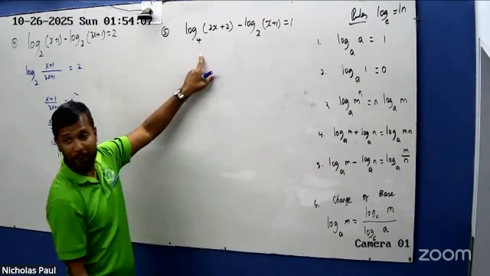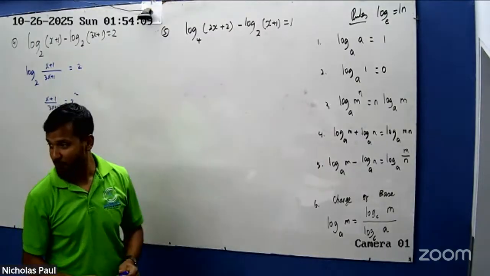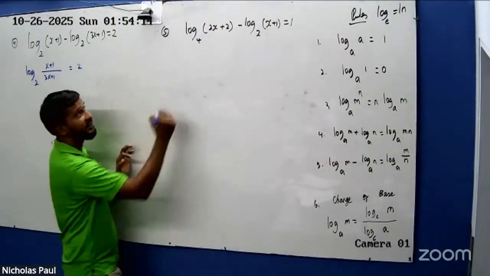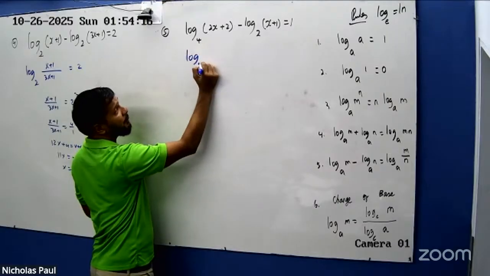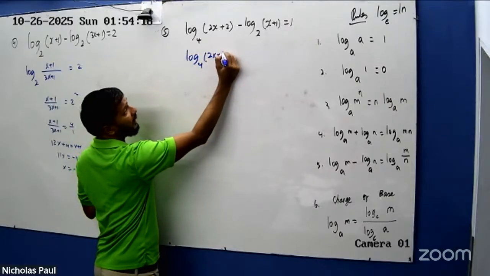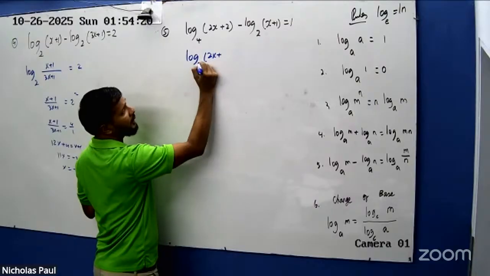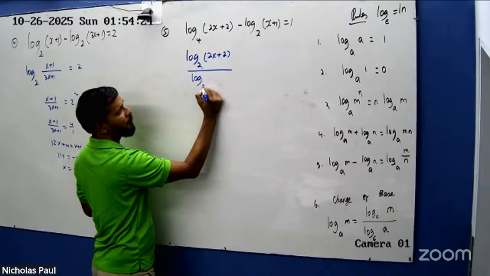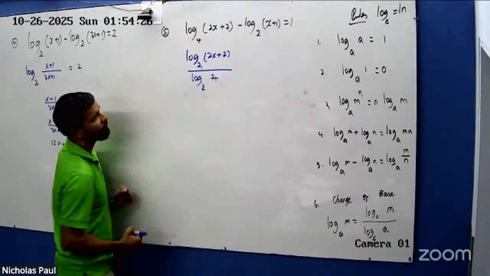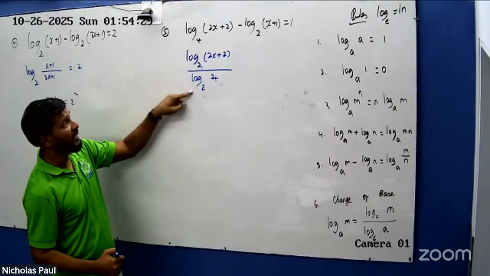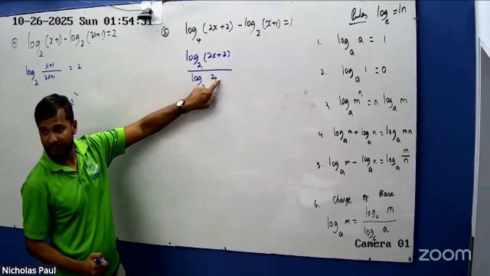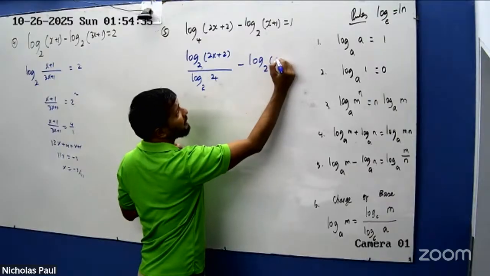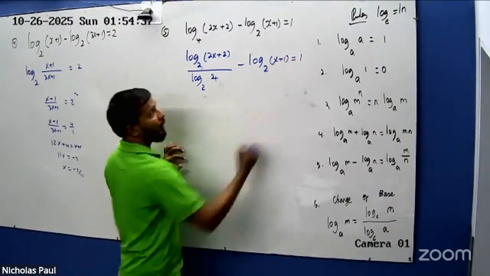Right, the problem here is what? They are not to the same base, right? Not to the same base. So I convert to the same base. So that'll be log to the base 2 of 2x plus 2 all over log to the base 2 of 4. Everybody okay with that? New base, whole number, whole base. Minus log to the base 2 of x plus 1 is equal to 1.